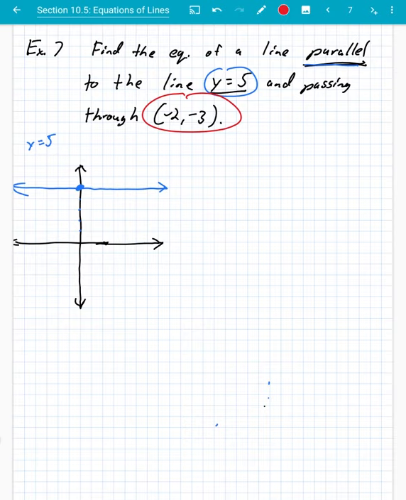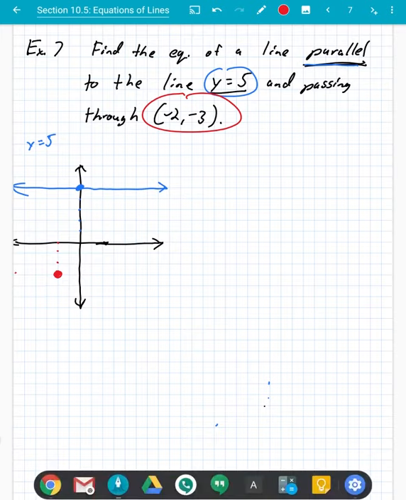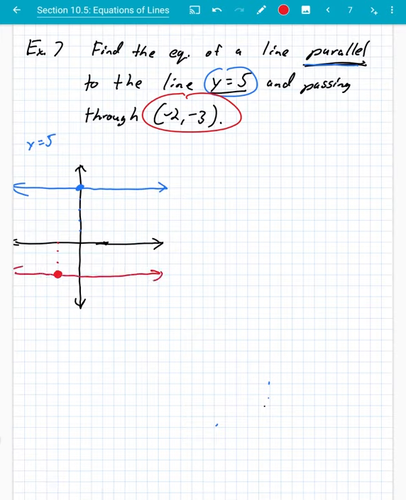So let's look at that point, (-2, -3). (-2, -3) is right there. So if I want the line to be parallel to the blue line, it has to go like that.